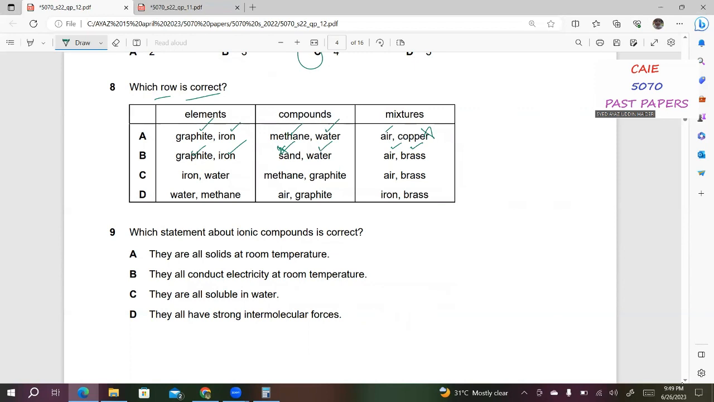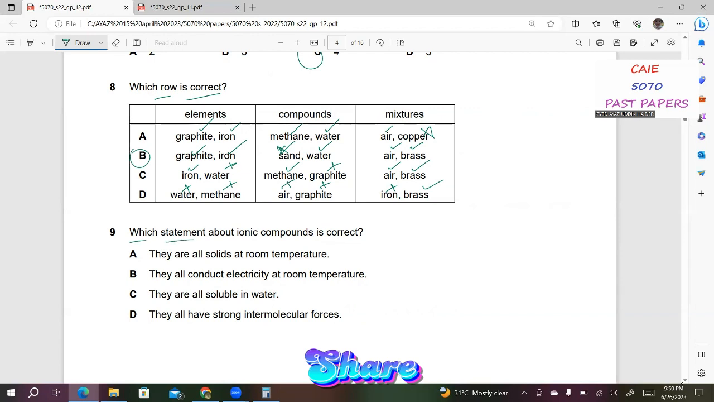C. Elements, iron, water, wrong. Compounds, methane, yes. Graphite, wrong. Mixtures, air, yes. Brass, yes. D. Elements, water, wrong. Methane, wrong. Compounds, air, wrong. Graphite, wrong. Mixtures, iron, wrong. Brass, correct. So we have only one choice correct, and that will be B here.